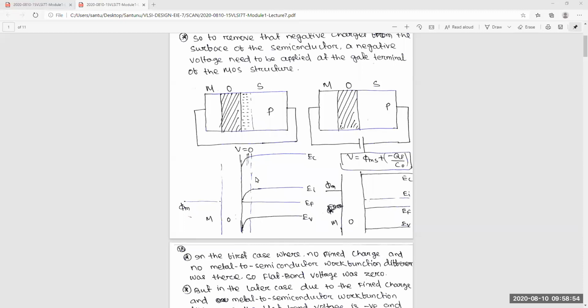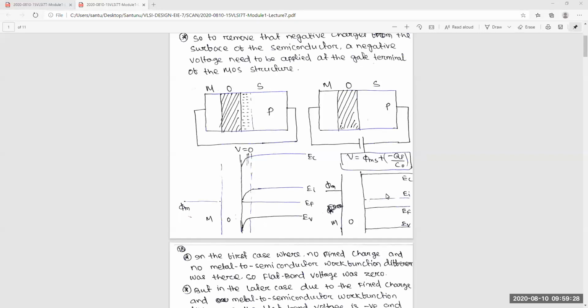Our aim is to find how much voltage we have to give so that it will remove all the charges, whether positive or negative. In this gate to substrate terminal, we have to give a voltage so that all these charges related to the fixed charge and the metal and semiconductor work function go away, meaning they are removed.